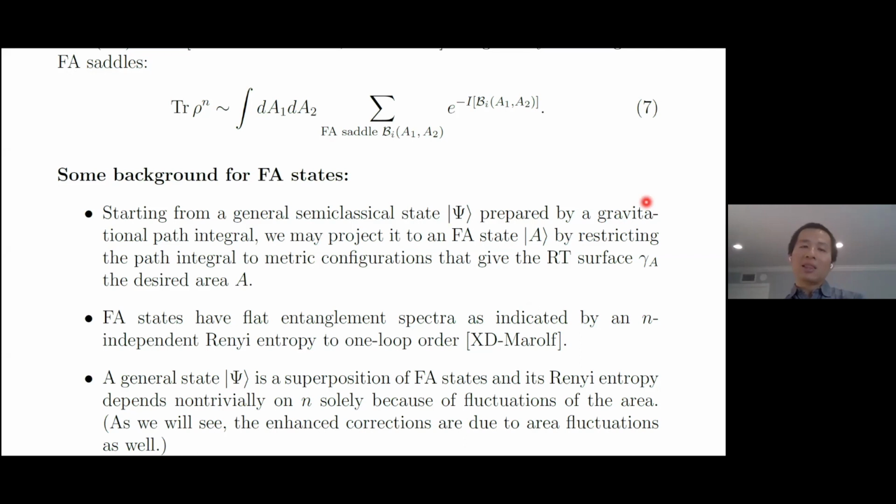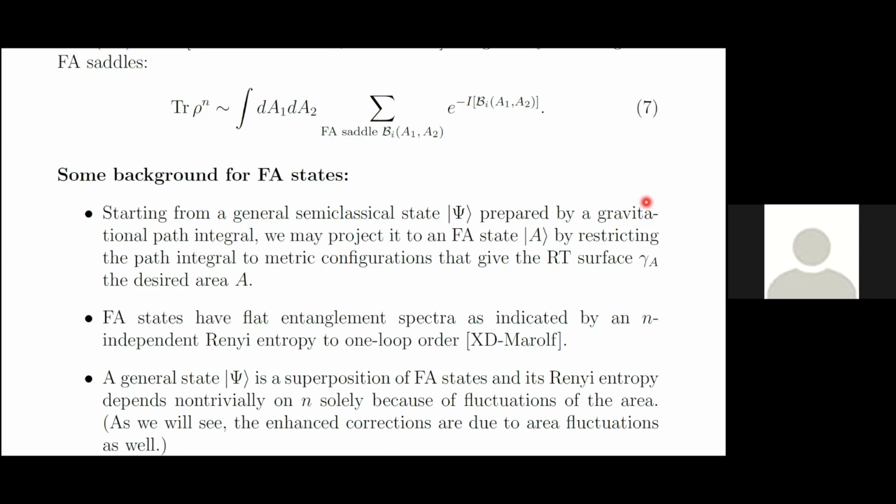One needs to be slightly careful when the metric configurations that we're going to discuss possibly have conical defects, because in general, these fixed area states are dominated by geometries that have conical defects. So when we talk about the RT surface, we just need to remember that it could also be a surface that lies on a conical defect.